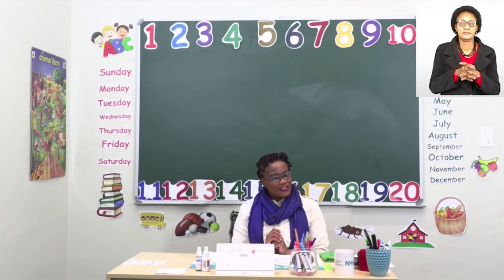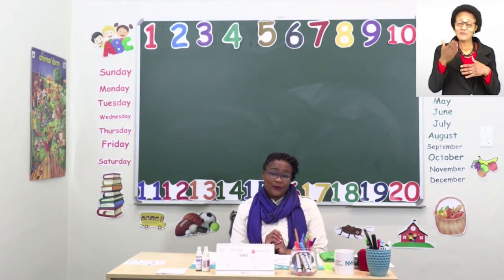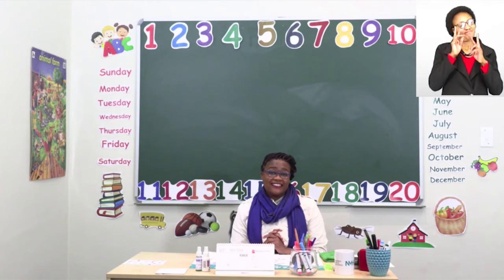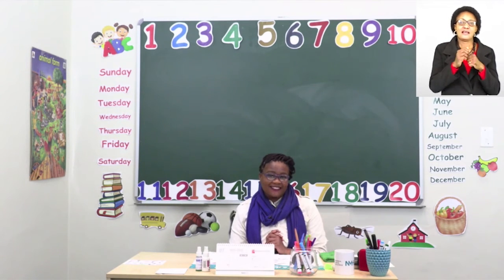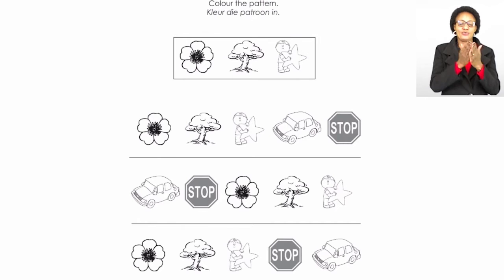Did you finish your work for the last exercise? Well, I hope you did. But let's take a look at the next exercise. Here on page 17, we can see that we have a pattern, and the pattern is flower, tree, boy with the star. Let's say it together.